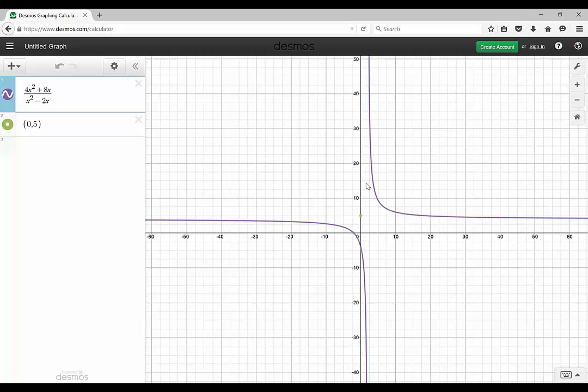Finally, for our vertical asymptote, notice as we approach the x value of 2 from the right, it seems like our graph is going higher to positive infinity. And if we approach x equals 2 from the left, it seems like our graph is trying to get to negative infinity. This is indicative of a vertical asymptote at x equals 2.